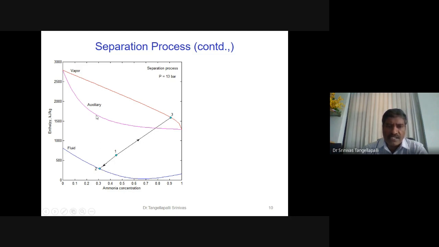Here we can also use these auxiliary curves to identify these points, like the identification of state 3. For example, at a typical pressure of P equal to 13 bar, I took this condition from the vapor absorption refrigeration system. This solution is drawn to scale. To solve this problem analytically, we have to prepare the mathematical equations. Graphical means it's simple, directly using pencil and scale. We can identify these states 1, 2, 3 and read the corresponding properties like enthalpy, etc.